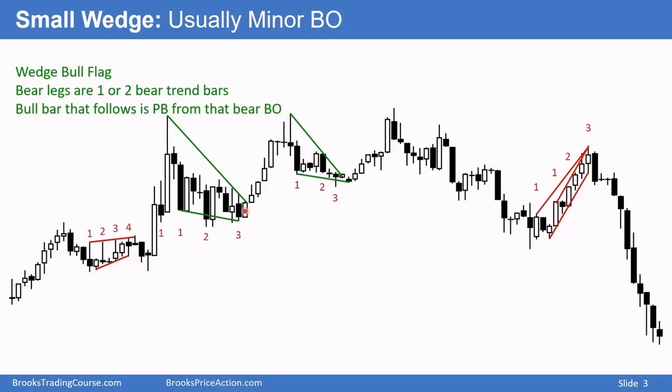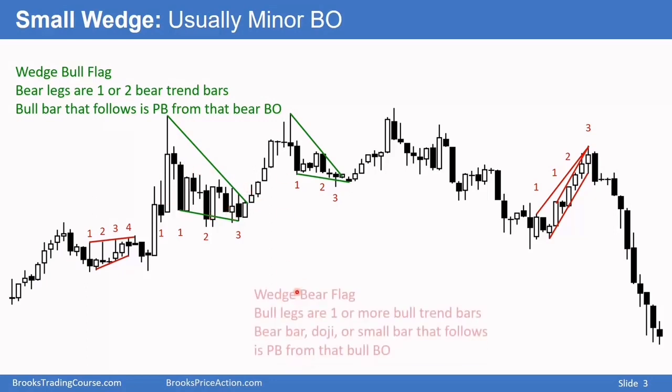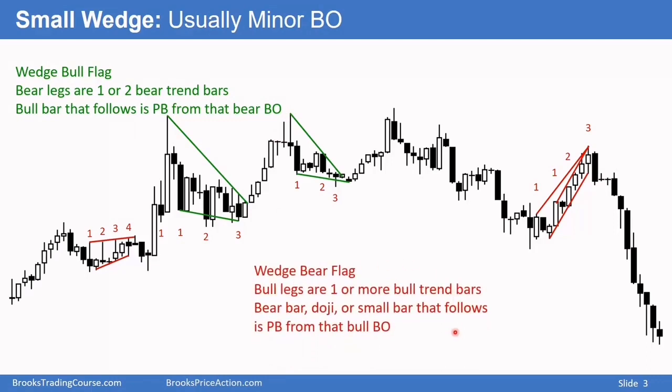At some point, the bears decide that all of these strong bear breakouts are not working, and they stop selling, and the market then ends up going the other way. All of these reversal attempts are minor, and therefore part of a trading range or a bull flag. Wedge bear flag. The bull legs are sometimes small, 1, 2, 3 bull bars, and they're attempts to reverse the bear trend.